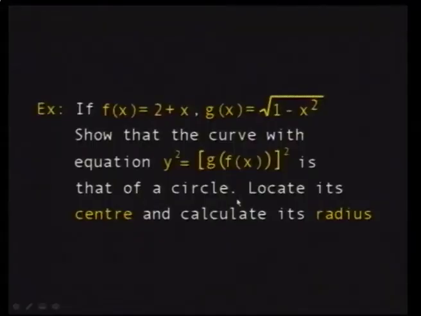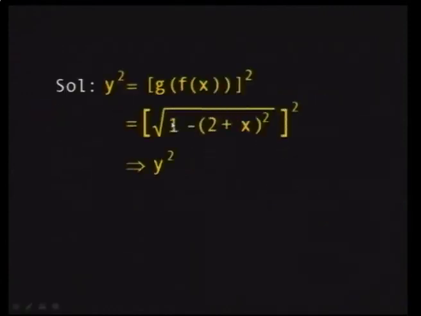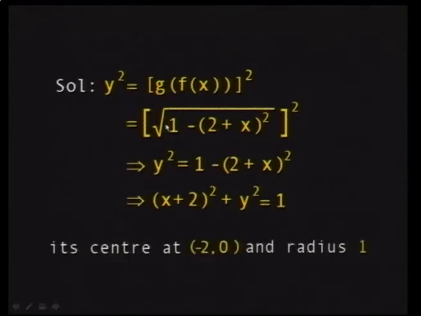Here, this is a nice example. You have f and you have g, and you want the composition here to constitute the equation of a circle. So all you have to do is that instead of x here, you substitute square root of 1 minus x squared. I'm sorry, instead of x here, because g of f, instead of x, you substitute 2 plus x. So if you do this, then you get here square root of 1 minus (2 plus x) squared.